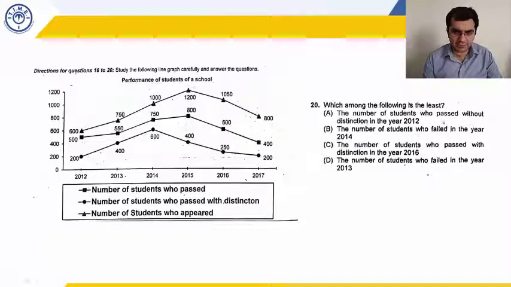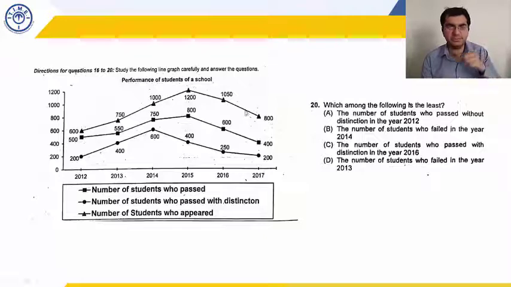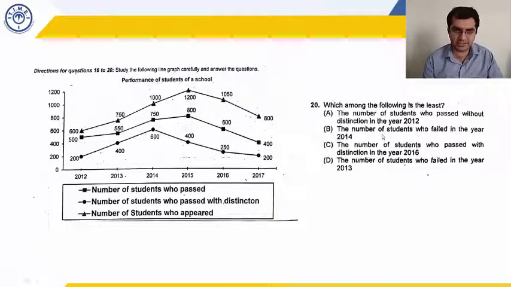Number of students who passed without distinction in 2012: square minus circle, that's 300. Number of students who failed in 2014, that's 1000 minus 750, 250. So do you see, I'm not reading anything now. I know which symbol represents what, and it saves a lot of time in the exam. So this was 300, this is 250. Students who passed with distinction in 2016 is 250. So currently options B and C are tied as being the least.